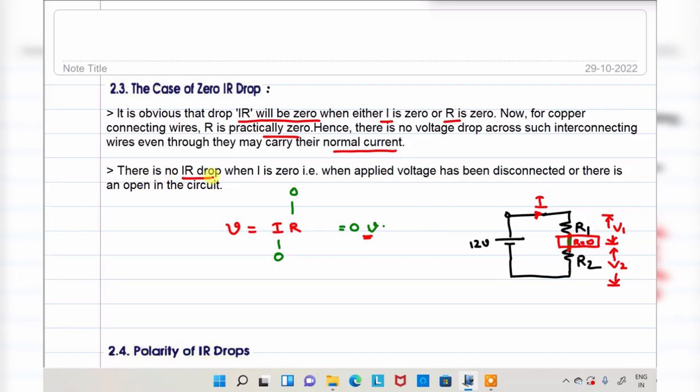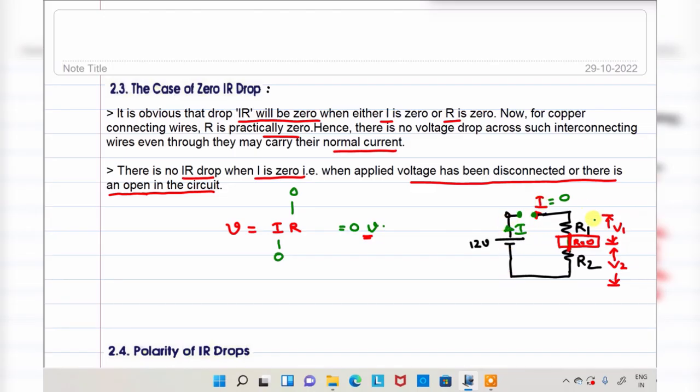There is no IR drop when I is 0, when the applied voltage has been disconnected, that is, the circuit is open. I will explain now. In case this is a particular circuit, I may disconnect this particular wire. If I disconnect this wire, is there any possibility of current flowing from the battery, this 12 volt, to the circuit? No. In the open circuit, current is 0.